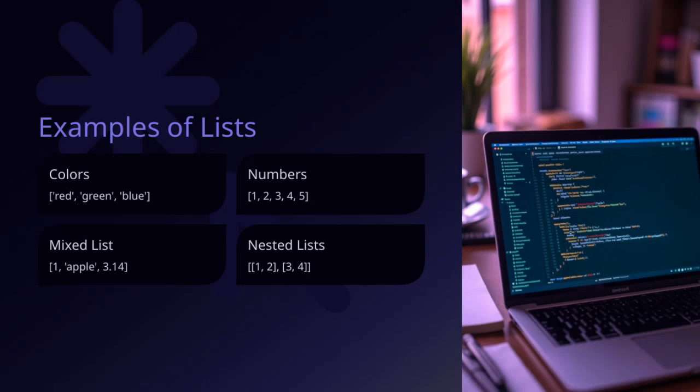Now let's take a closer look at some examples of lists. First, we have nested lists like this one, 1, 2, 3, 4.